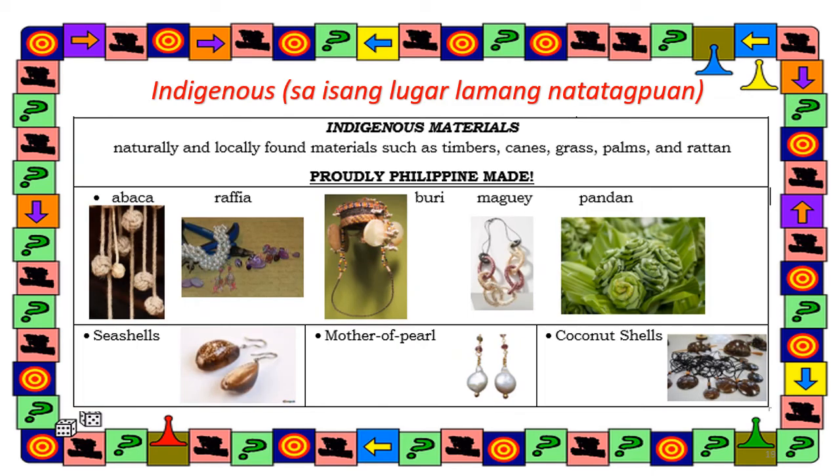So here are the indigenous materials. The ones that are presented here are proudly Philippine-made, like abaca, raffia, buri, pandan, seashells, mother of pearl, and coconut shells.